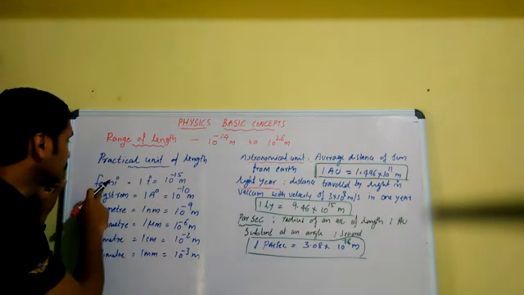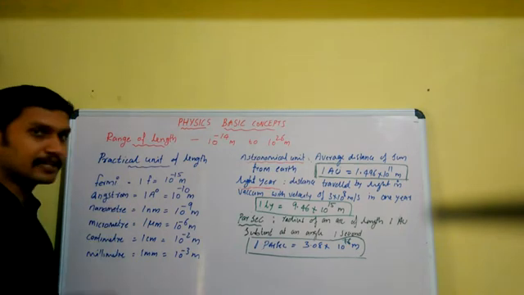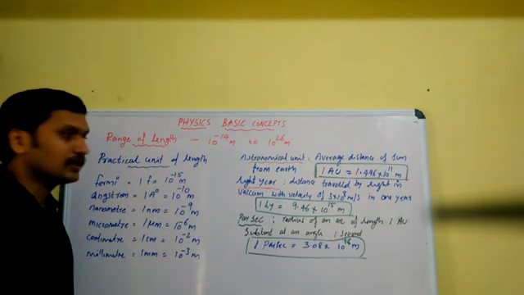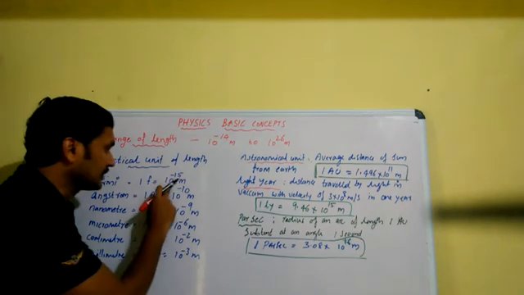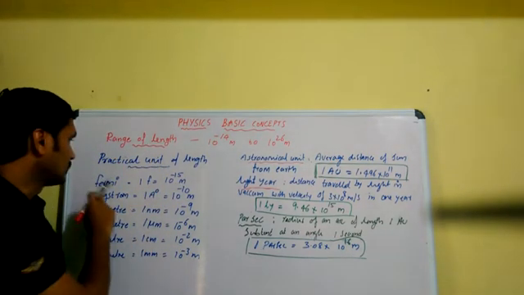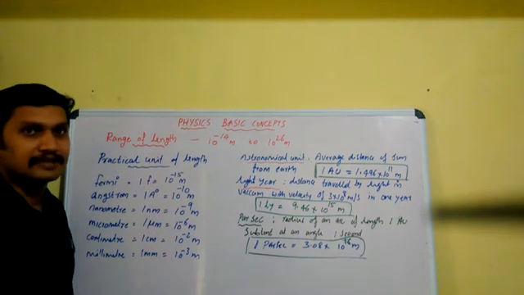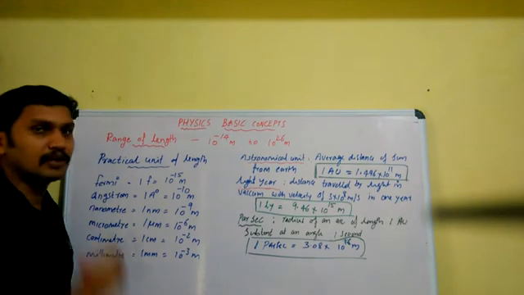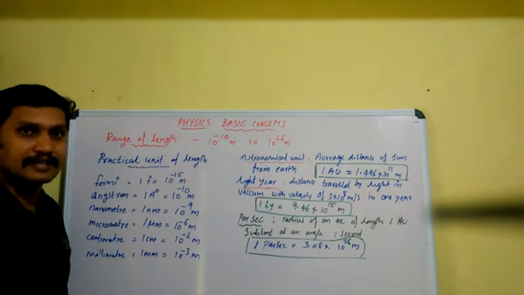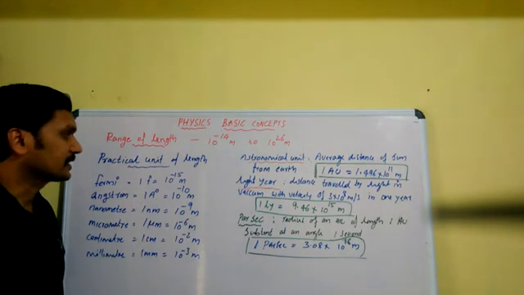Fermi is a very small unit for the length measurement. 1 Fermi is equal to 10 raised to minus 15 meter. It's a very small unit, usually used for the measurement of atomic size or nuclear size.